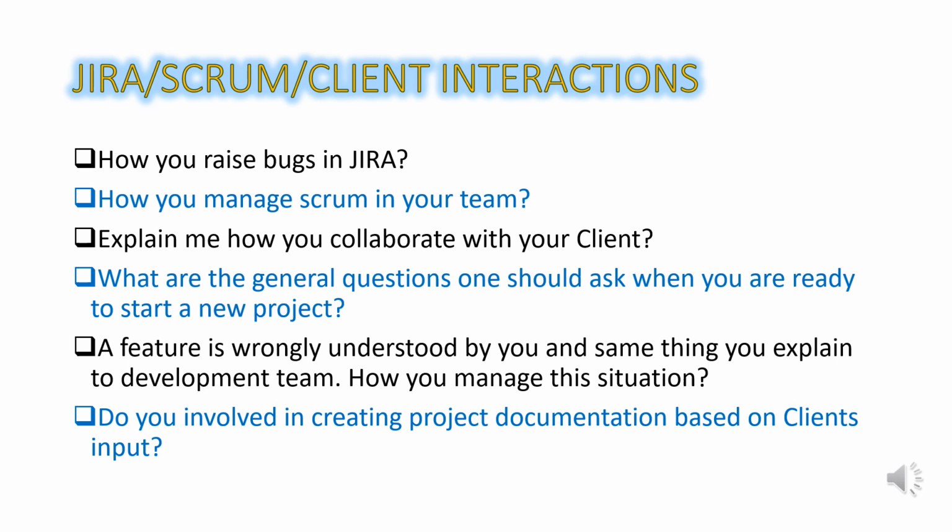Next one is, a feature is wrongly understood by you and you explain the same thing to the development team, how do you manage this situation? Probably documents will be there, client words will be there, client-given videos will be there, many proofs are there. Even so, if I have wrongly explained a picture to a developer and they are developing the same way, I will directly explain it to the client and say, I understood it like this and this is how I explained it to the development team, because in our team we give the requirements to them, so I will explain to them and then this is what happened.